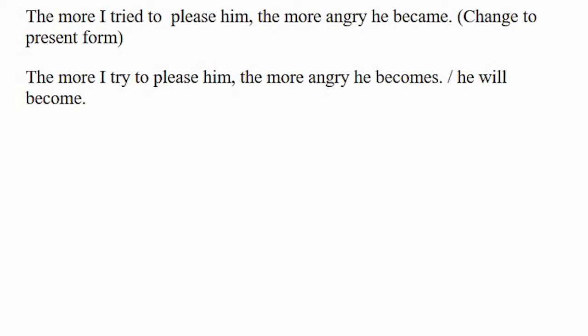So tried changes to try, which is the first form of the verb, and became becomes, or it can become he will become. So either we can use the present form or the future form. Since the first part of the sentence is in present form, we can use either of these.